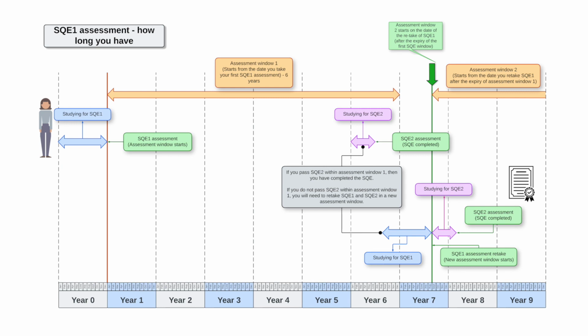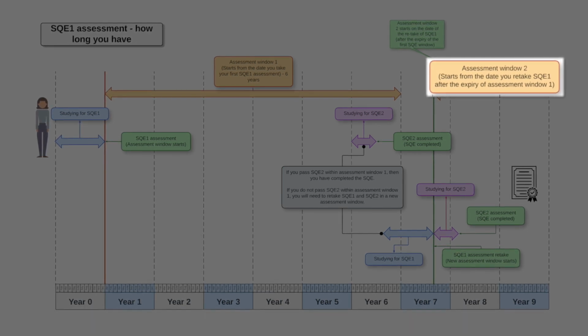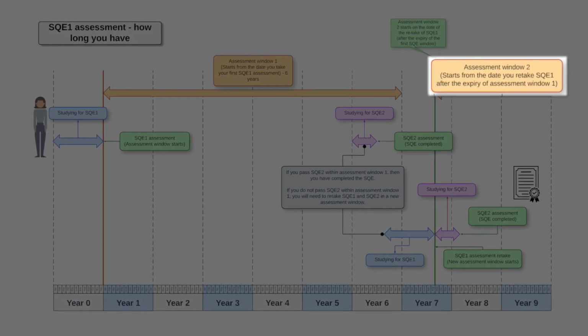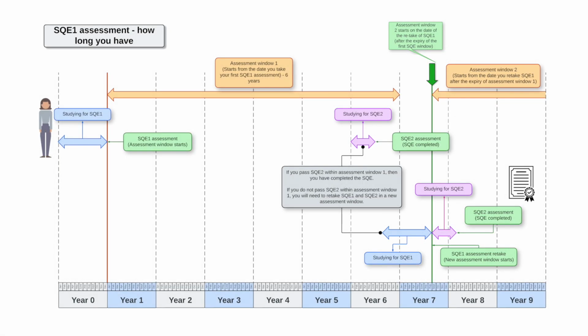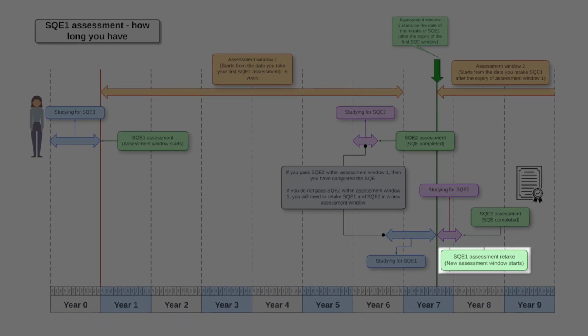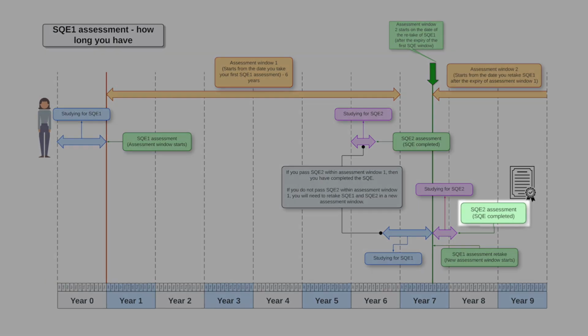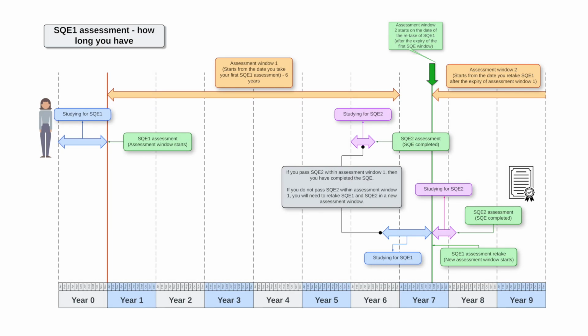So you can see here that assessment window 2, if you need to resort to it, starts on the date of the retake of the SQE1. And that's after the expiry of the first SQE window. So in this case, this person has taken the SQE1 assessment retake. Let's say they passed, and then they pass SQE2, and then they're through. But they've got through within that assessment window 2.